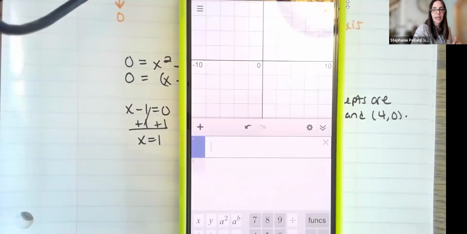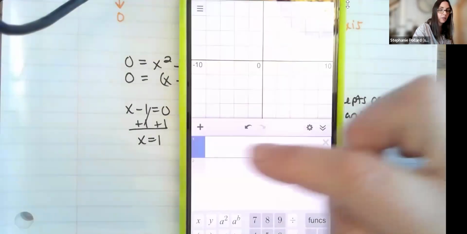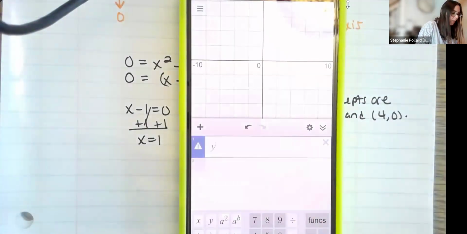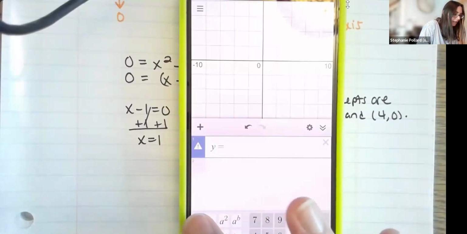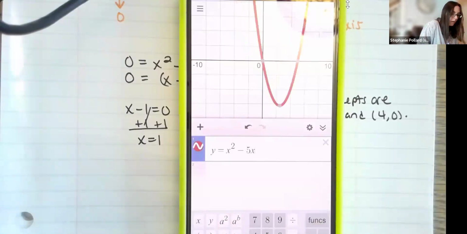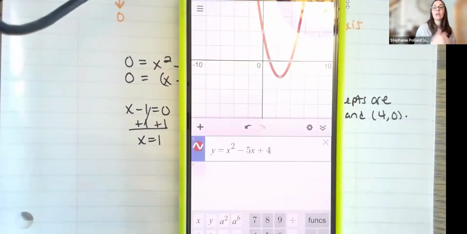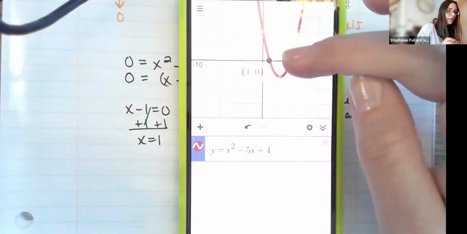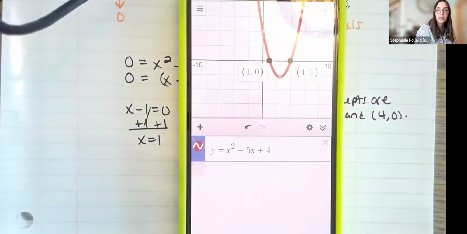So this is the Desmos app. What I can do here is write the original problem in. So if you read back, it stated y equals x squared minus 5x plus 4. That was the original equation that we were given, right? And we were asked to find the x-intercepts here. So if I graph it, I actually can visually tap and see those x-intercepts right on my screen here.